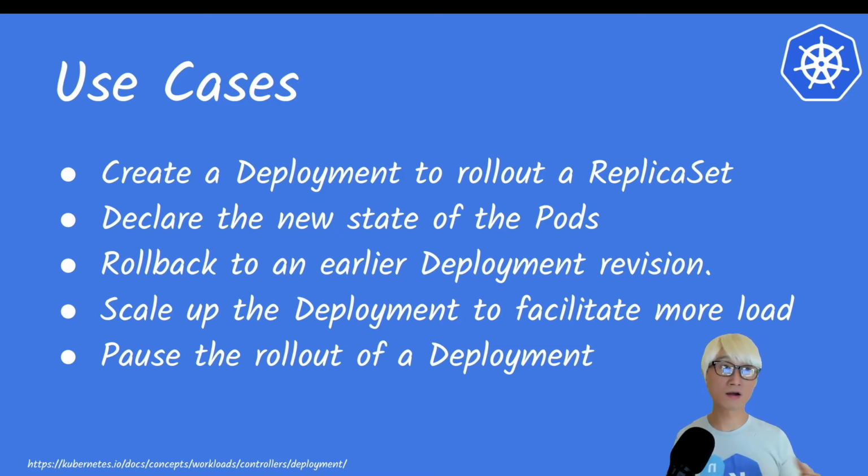And then you can declare the new state of the pod, and you can roll back your Deployment revision. Sometimes you deploy a new version based on an application code change, but sometimes you need to roll back right away because there's some kind of bug you found. In that case, you just roll back to the previous version or the N-2 or N-3 version or whatever you need. There are more use cases, like how to scale up your Deployment to handle more workloads, and how to pause the rollout of a Deployment. There are more things you can do with the Deployment specification on Kubernetes.